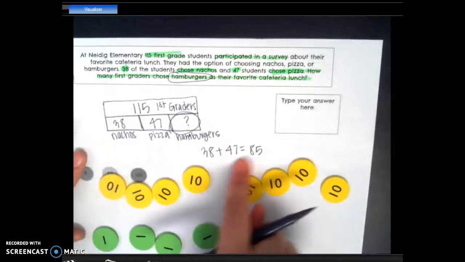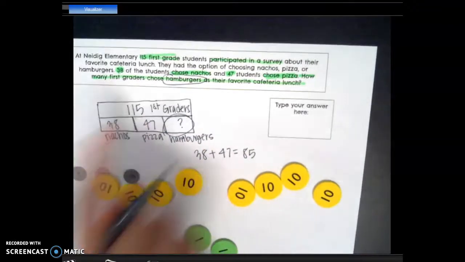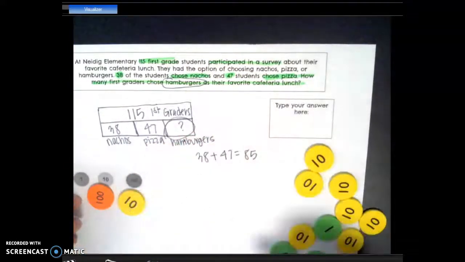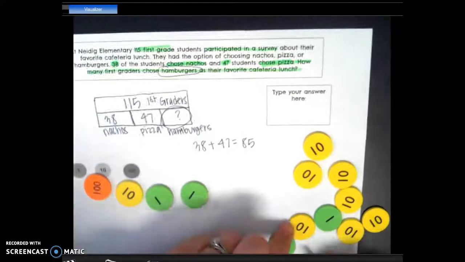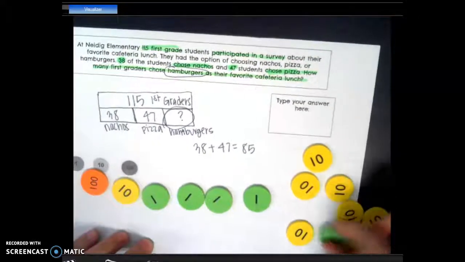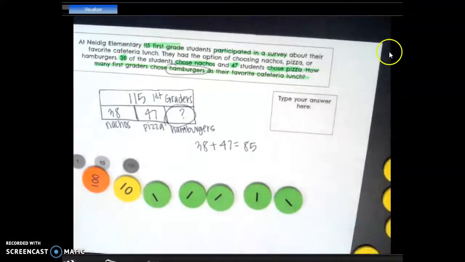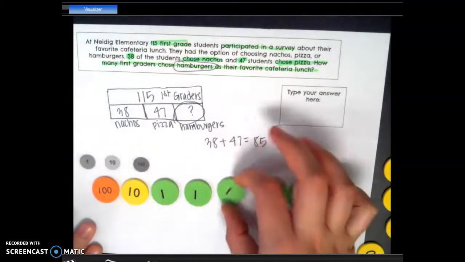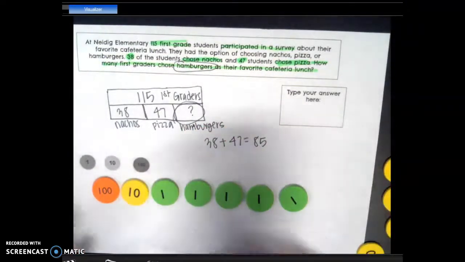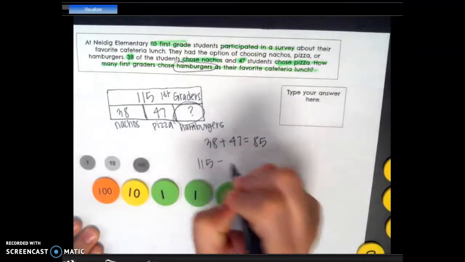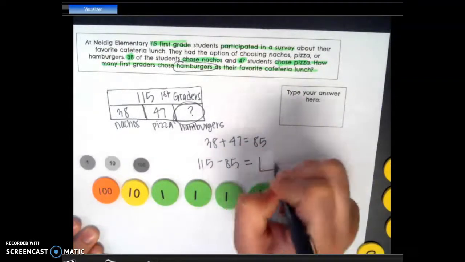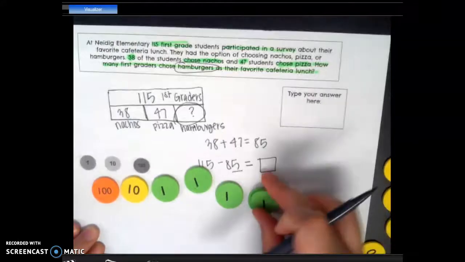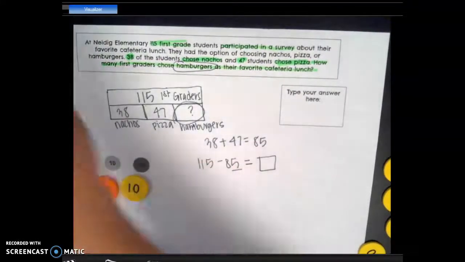So I'm going to subtract 85 from my total number of students, which is 115. So 110, 11, 12, 13, 14, 15. When you're subtracting, I don't need to make the smaller number, but I've made my bigger number. So 115 minus 85 equals blank. Can I take away 5 ones? Yes, you can. 1, 2, 3, 4, 5.